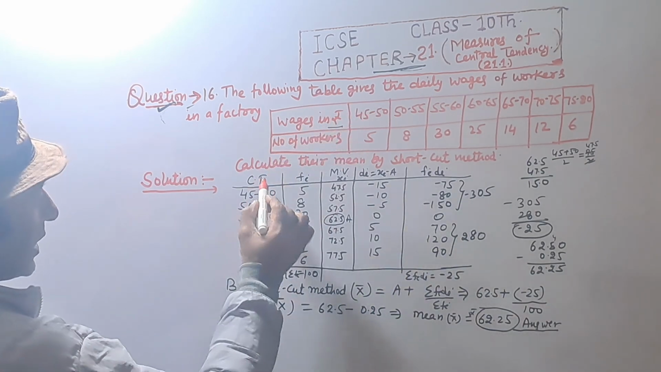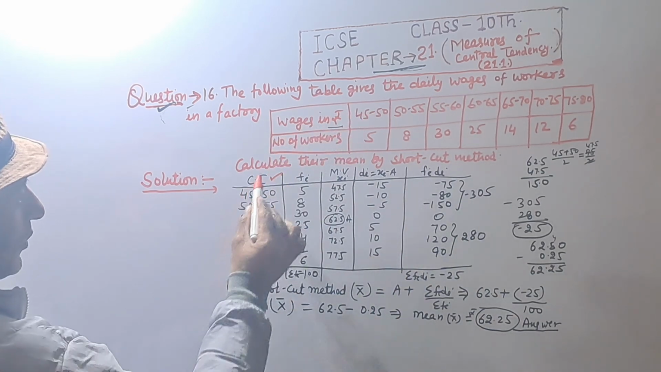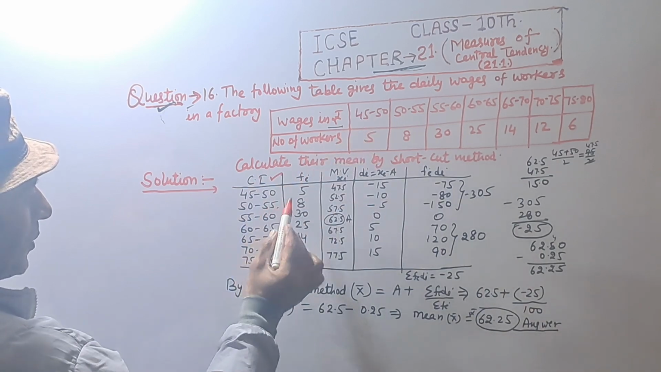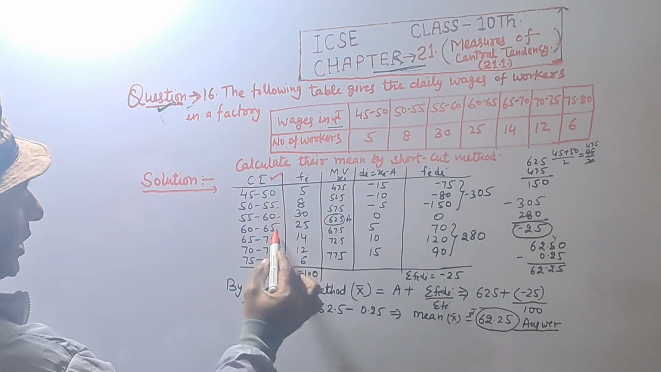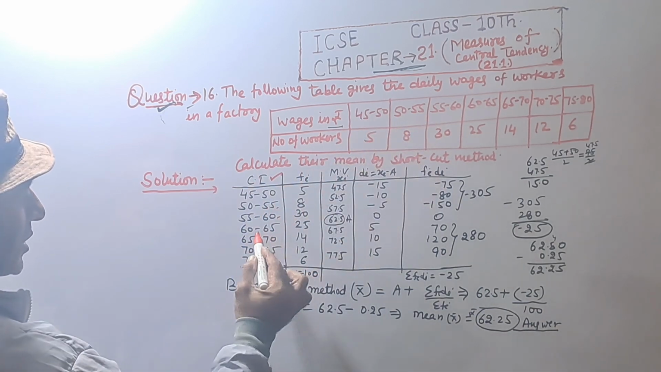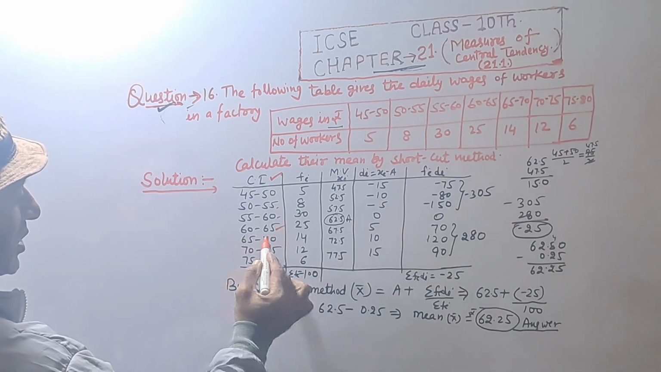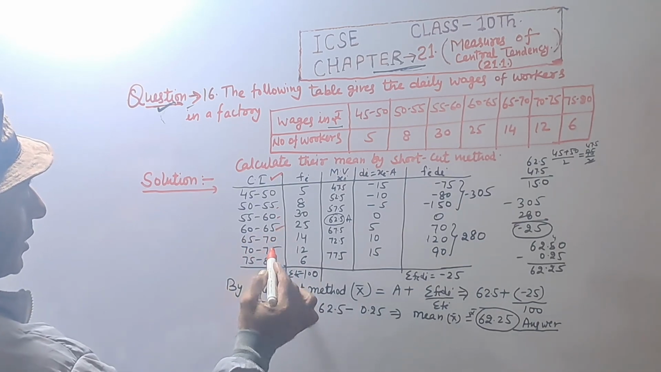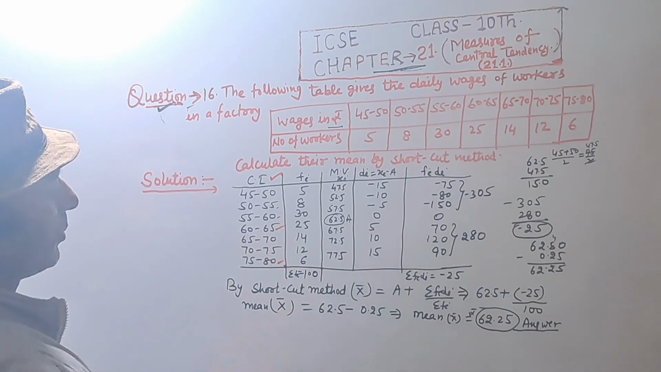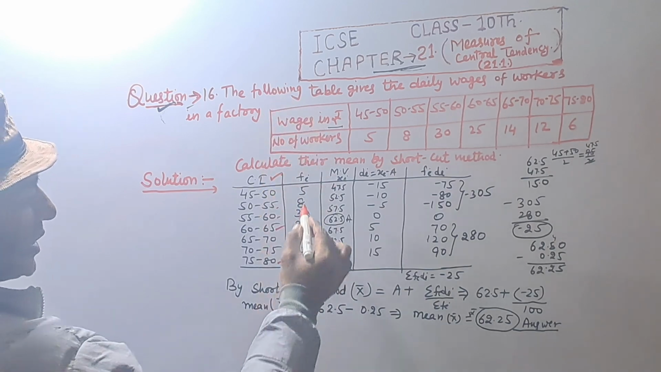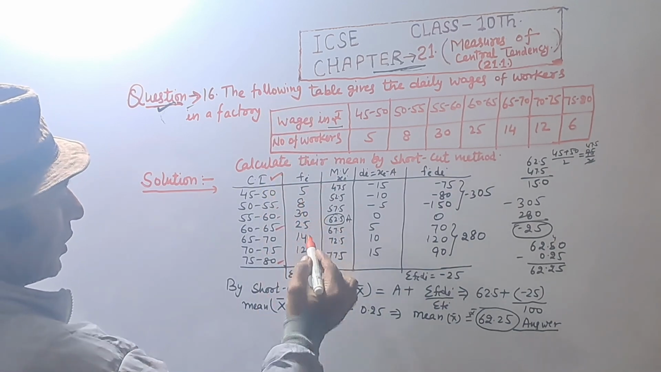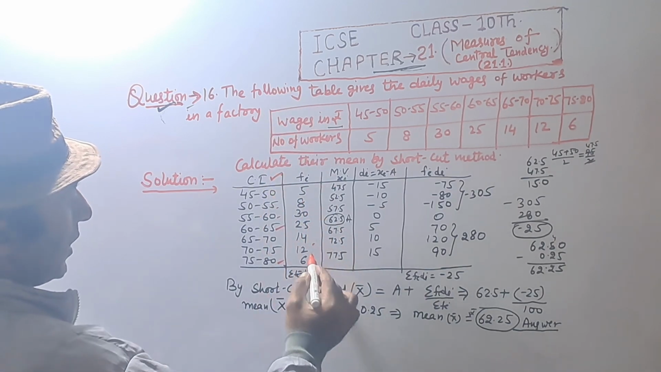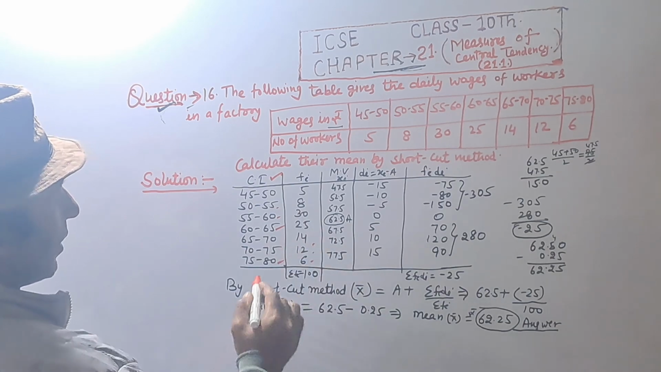Wages in rupees, class interval: 45 to 50, 50 to 55, 55 to 60, 60 to 65, 65 to 70, 70 to 75, and 75 to 80. Frequencies: 5, 8, 30, 25, 14, 12, and 6.